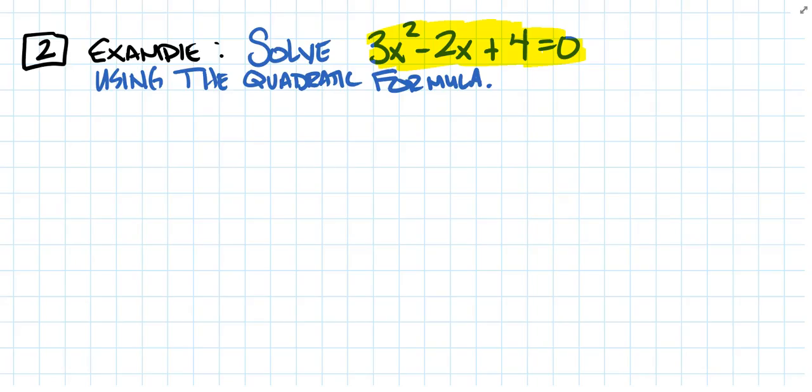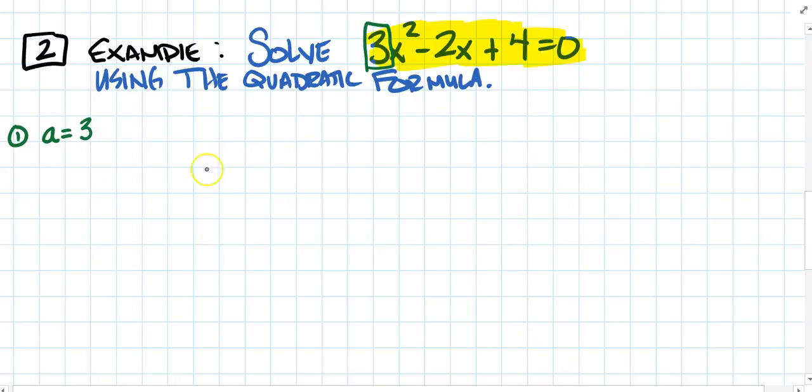Box number 2 is an example. We're going to solve this quadratic together: 3x squared minus 2x plus 4 is equal to 0. I'm going to teach you the 3 steps that I teach all of my students when they solve a quadratic. The first step is very simple: you just write down the values of a, b, and c. The value of a is 3, the coefficient in front of the x squared. The value of b is negative 2, the coefficient in front of the x. And the value of c is the constant term, 4. That's all you have to do for step 1.